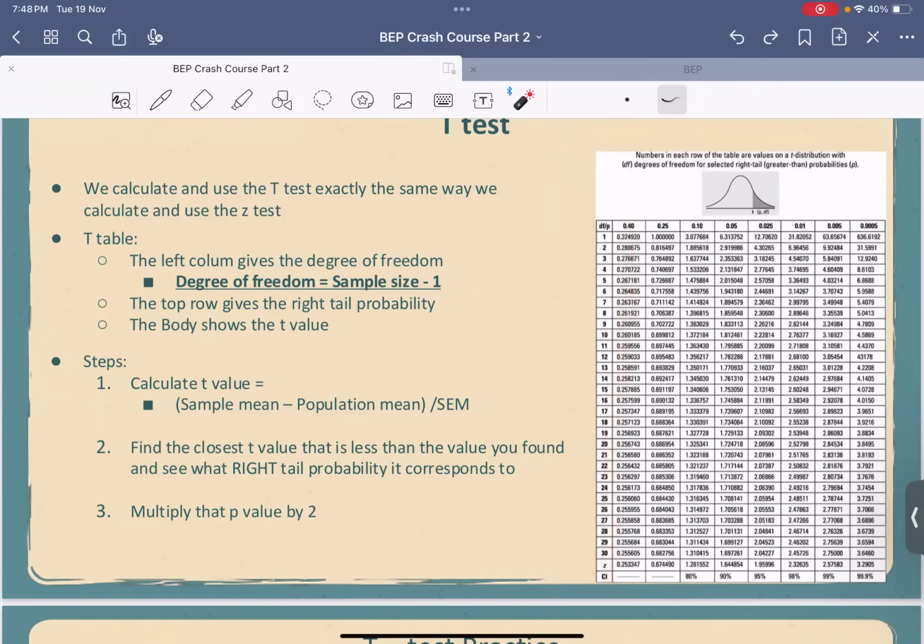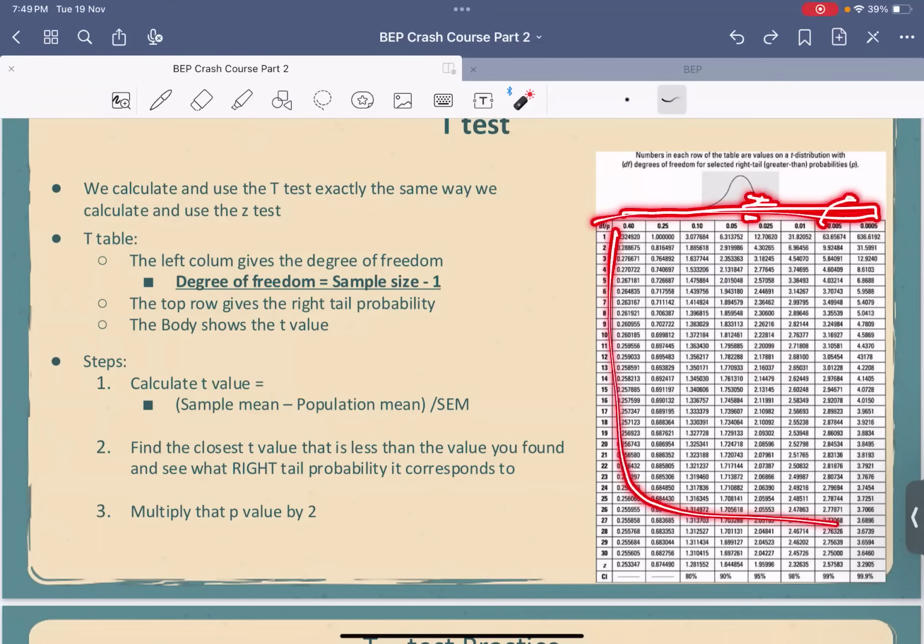What is the degree of freedom? It is the sample size minus 1. Okay, this is the degree of freedom. They might ask you about it, and I'll explain this later. Just keep in mind for now that this is called the degree of freedom, and this is the sample size minus 1. The top row gives the right tail probability. You remember in the z-table, the p-value was in the middle, and it showed the right tail probability. In the t-table, the top row shows the right tail probability. So what's the probability of it being more than this t? This is basically P.